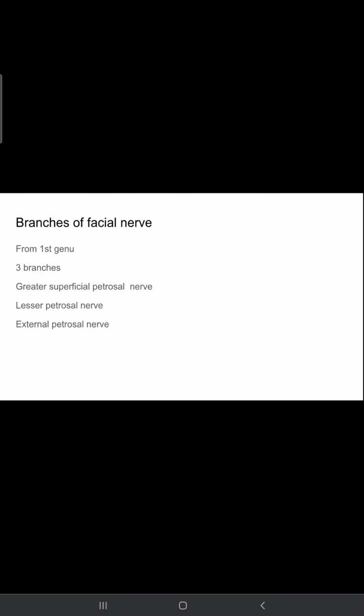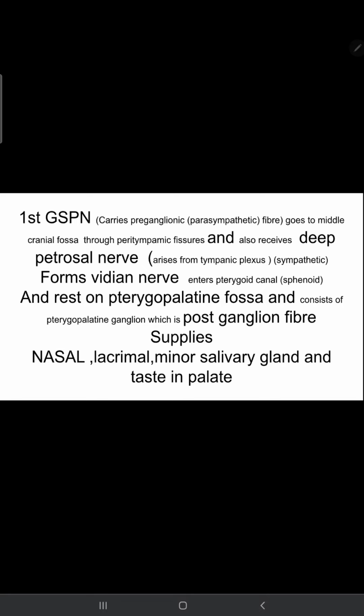Branches of the facial nerve. From the geniculate ganglion, 3 branches: the greater superficial petrosal nerve, the lesser petrosal nerve, and the external petrosal nerve. Now first, this GSPN is parasympathetic, so it must receive sympathetic nerve fibers. It receives sympathetic fibers from the deep petrosal nerve. So first, the GSPN carries preganglionic fibers, goes to the middle cranial fossa through the petrotympanic fissure, and also receives the deep petrosal nerve, which arises from the tympanic plexus, which is sympathetic.